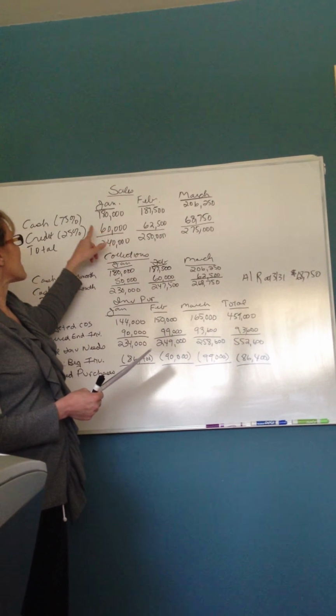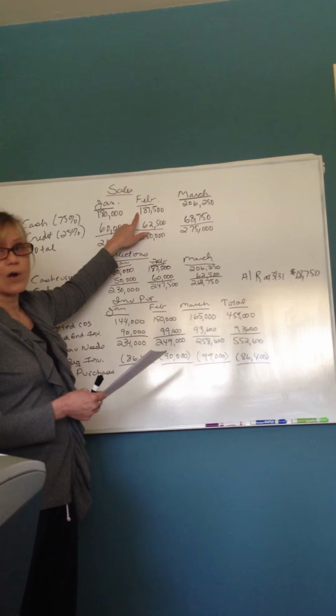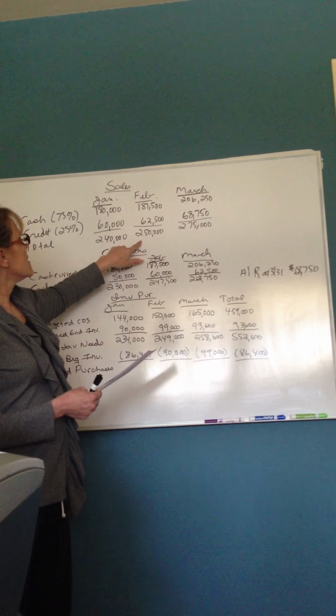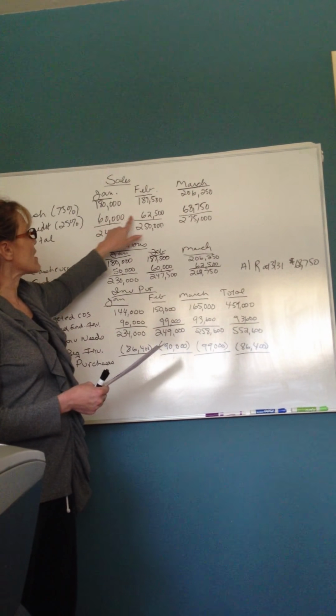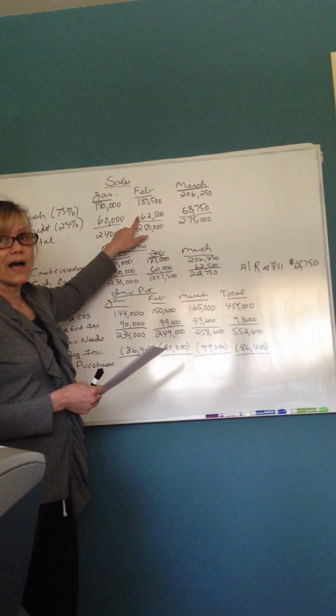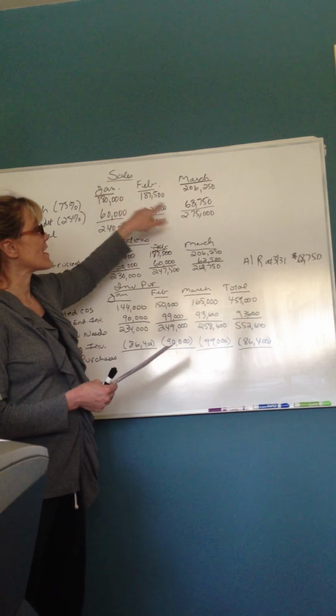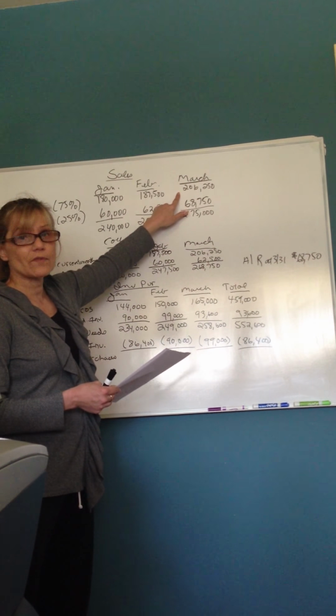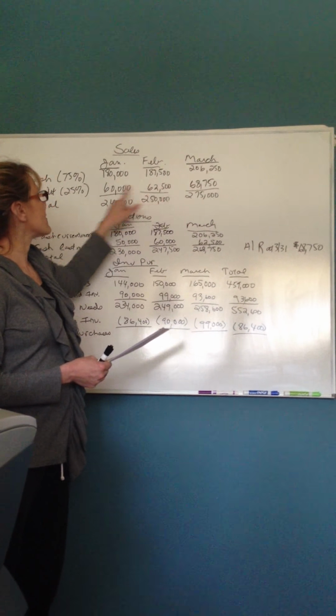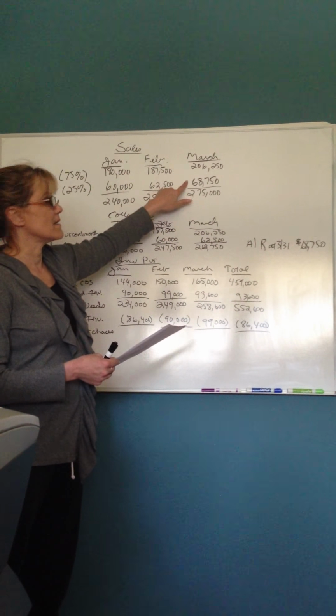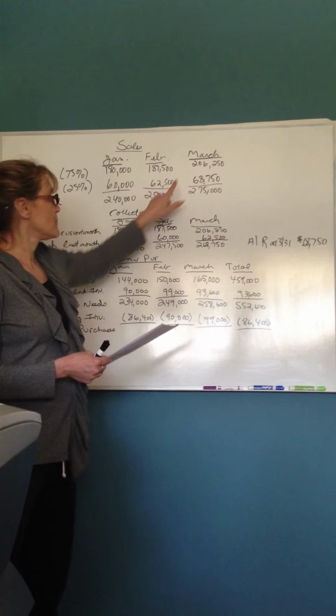February, 250,000 times 75% is the 187.5. 250,000 times 25% is 62.5. And for March, 275,000 times the 75% is 206,250. 275,000 times the 25% is 68,750.